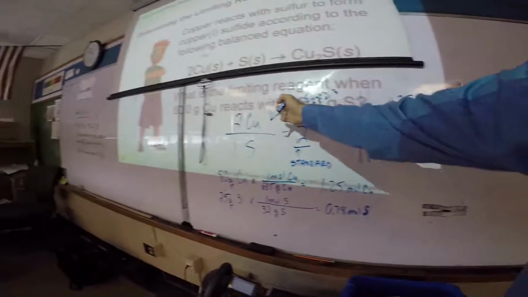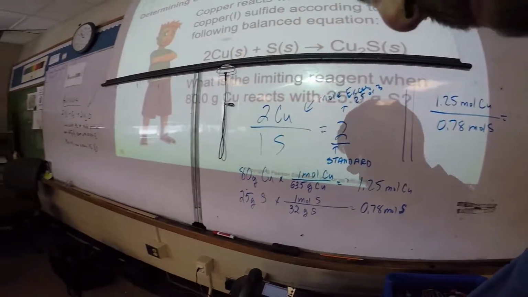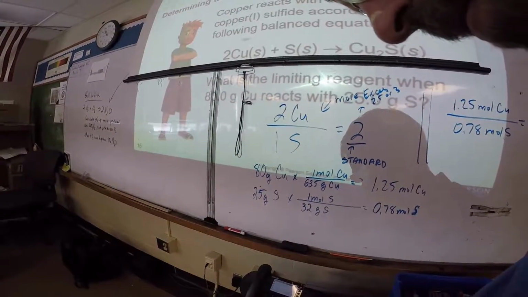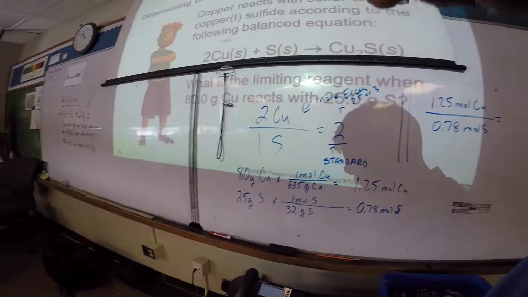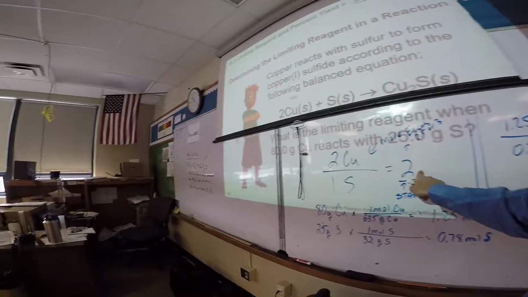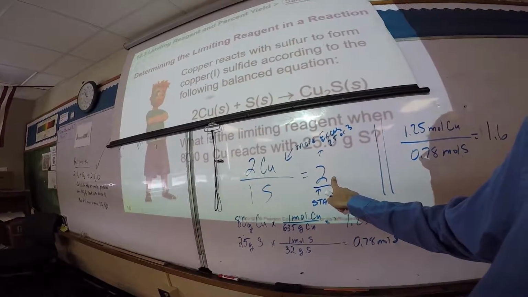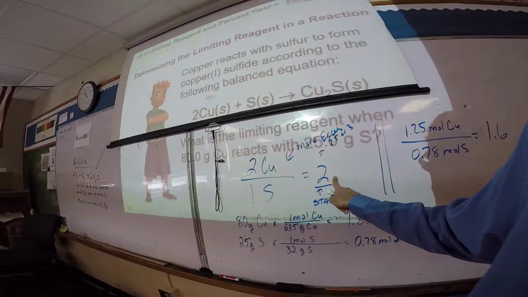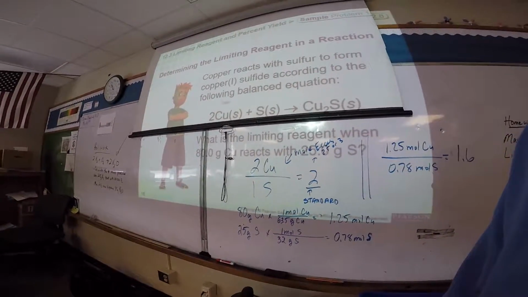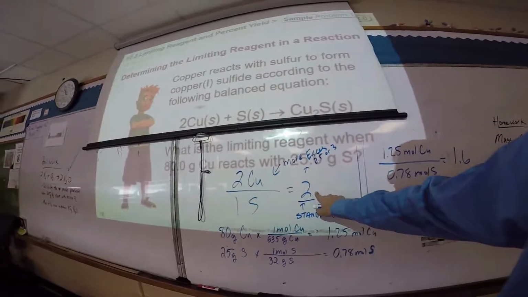So I want to get my ratio comparison to this. So if I do that, 1.25 divided by 0.78 equals 1.6. Does everybody see 1.6 is less than 2? So which of these two is excess, the 2 or the 1? The 1 is excess. The sulfur here is excess because we don't have 2 here.